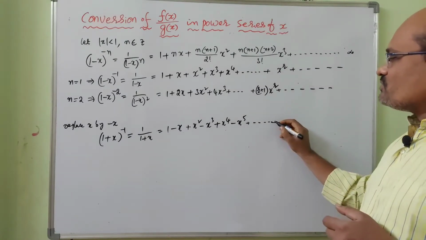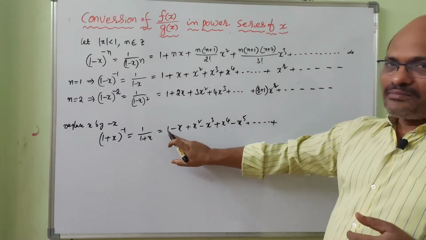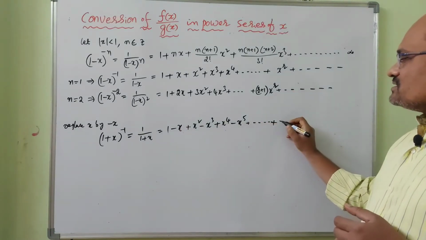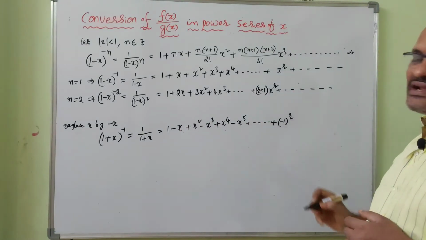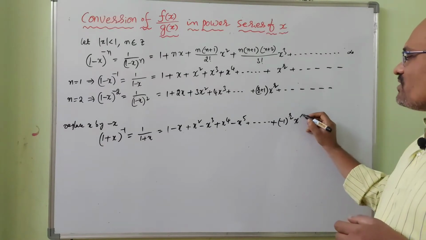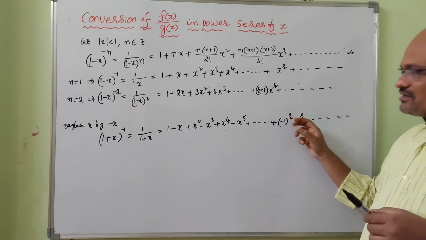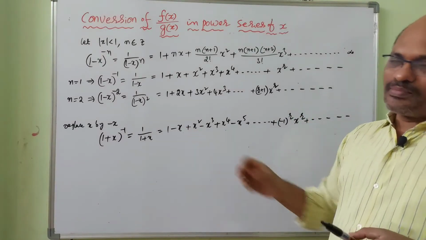Now how do you write the general term? Because here plus or minus is coming, the general term can be written like this: minus 1 power r into x power r plus so on. Here minus 1 power r gives the sign of the term.